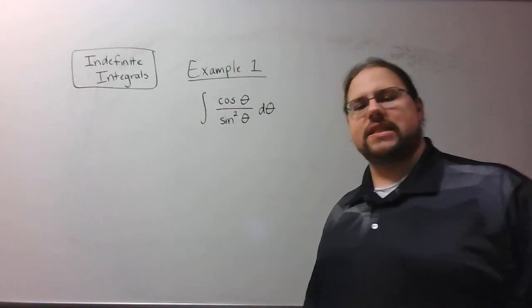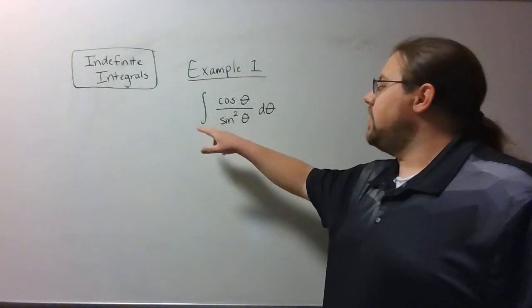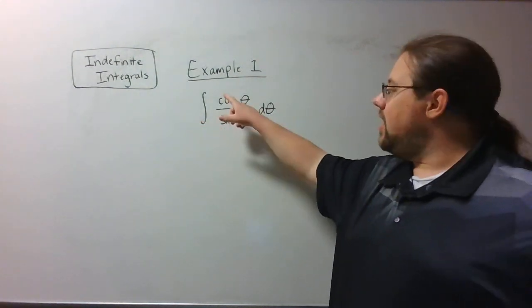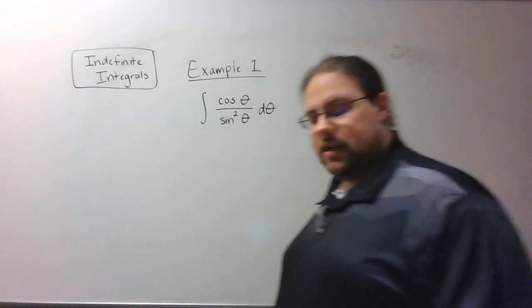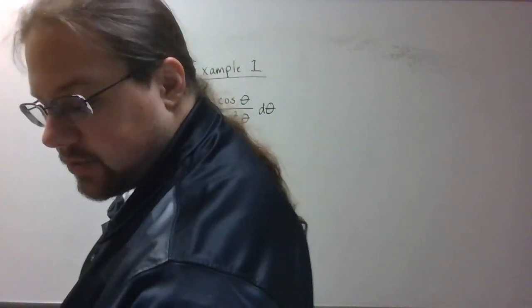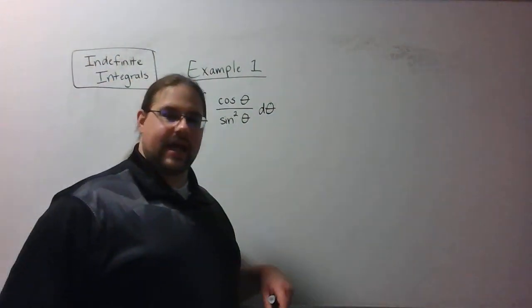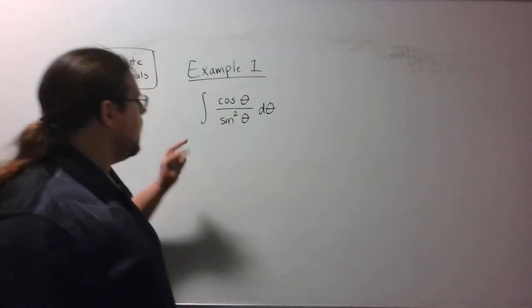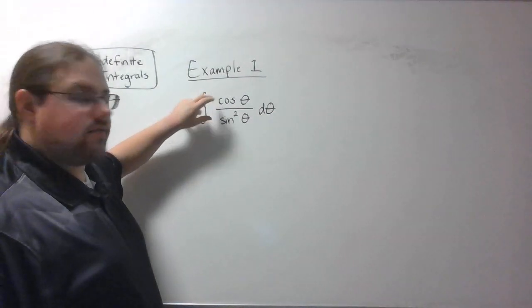All right, for my first example of an indefinite integral that we're going to do, I have chosen to do the indefinite integral of cosine of theta divided by sine squared of theta d theta. Now notice we're not using x's in this case, we're using theta as my variable, so that's why it's d theta and not dx. So here I go. I'm going to look at calculating the antiderivative of this function.